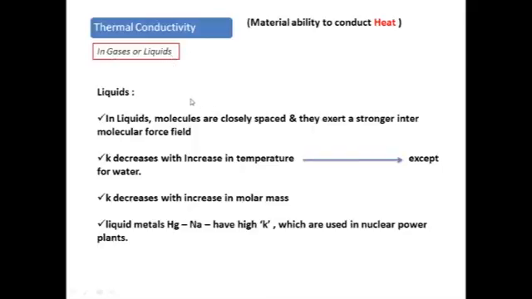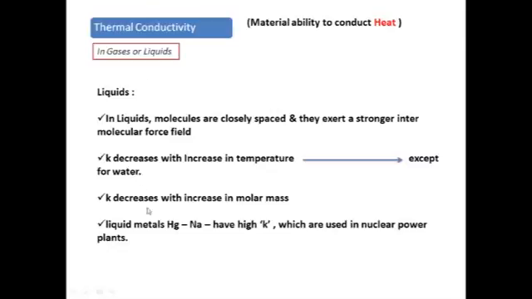The phenomenon of conduction in gases and liquids is slightly different when compared to solids. In liquids, molecules are closely spaced and hence they exert a stronger intermolecular force field. Thermal conductivity in liquids decreases with increase in temperature, the same as in solids. But the exceptional case is water. For water, with increase in temperature, thermal conductivity slightly increases.